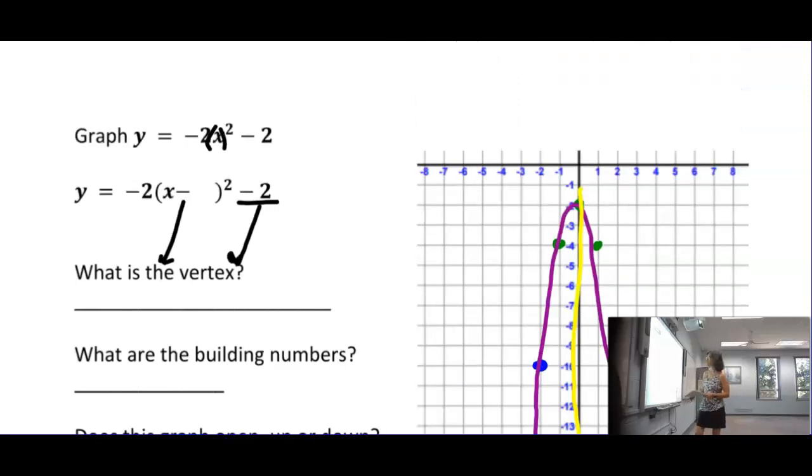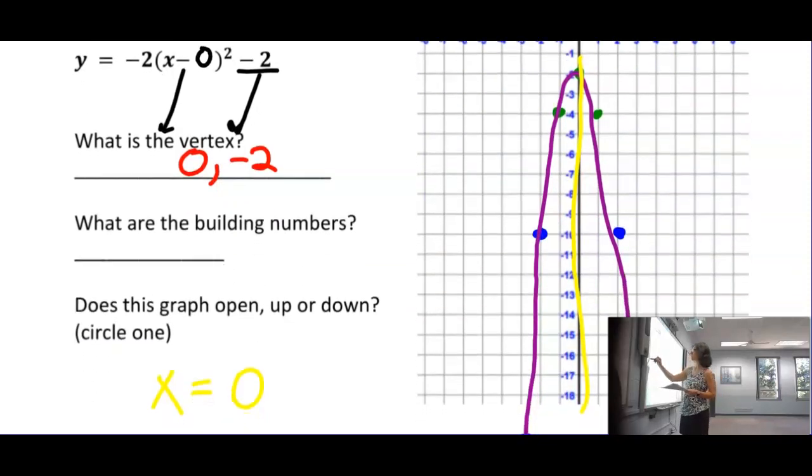So let's look at our next equation. Our next equation is like this. So there's nothing around my x, so I could put parentheses in there. And since there's nothing being added, remember we added 0 here. So what's my vertex? My vertex is 0 from my x value and negative 2 from my y value. Okay, what are my building numbers though? I have to take my negative 2 and I have to put that out front.